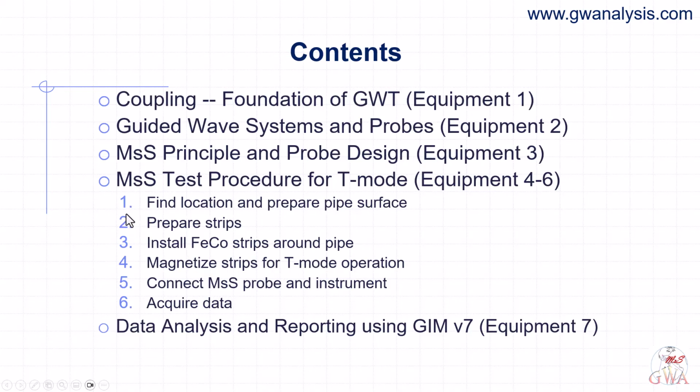The MSS testing procedure has the following 6 steps. Step 1 is finding location and preparing pipe surface. Step 2 is preparing strips. Step 3 is installing iron cobalt strips around the pipe. Step 4 is magnetizing strips for torsional mode operation. Step 5 is connecting MSS probes and instrument. Step 6 is acquiring data.